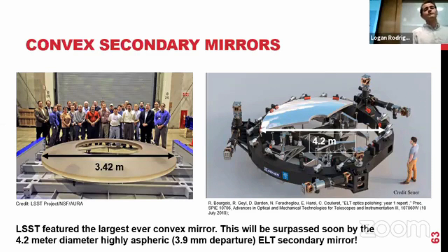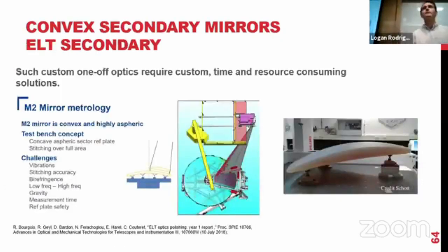However, it's smaller than the 4.2 meter secondary mirror that will be featured in the ELT telescope, or the fittingly named European Extremely Large Telescope. Because there wasn't too much creativity in that name. 4.2 meters is the exact same size as the astonishing 4.2 meter Deakist primary concave mirror we made. So this is stunning how big it is. And a question pops up, how do we test it?